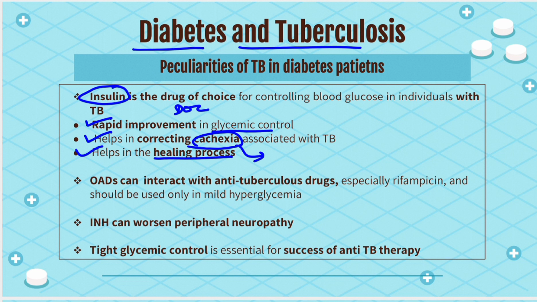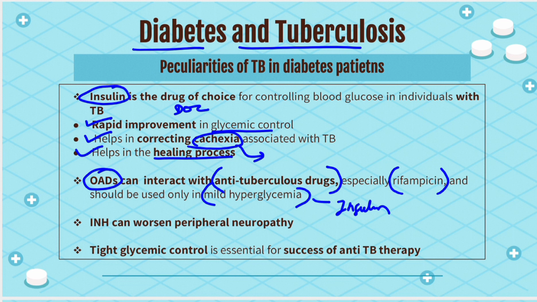The oral antidiabetic drugs are found to interact with anti-tuberculosis drugs, especially among these oral antidiabetic drugs, rifampicin is found to be interactive with other drugs. That's why these oral antidiabetic drugs should only be used in mild hyperglycemia. Otherwise, insulin is the drug of choice.